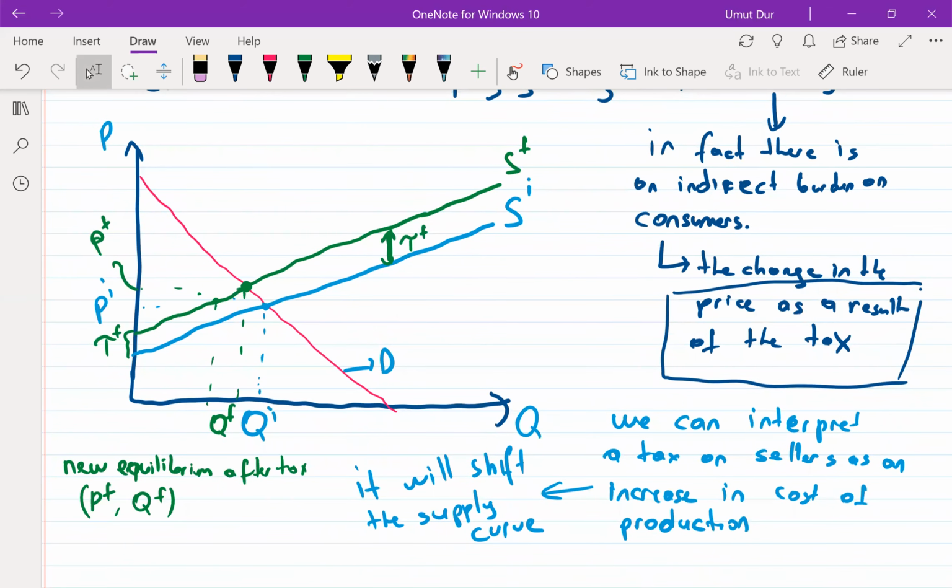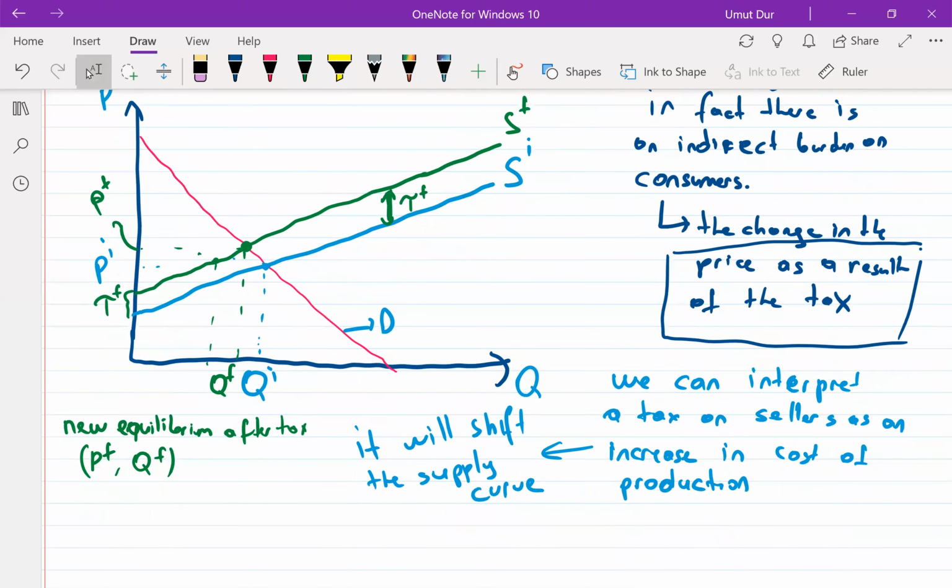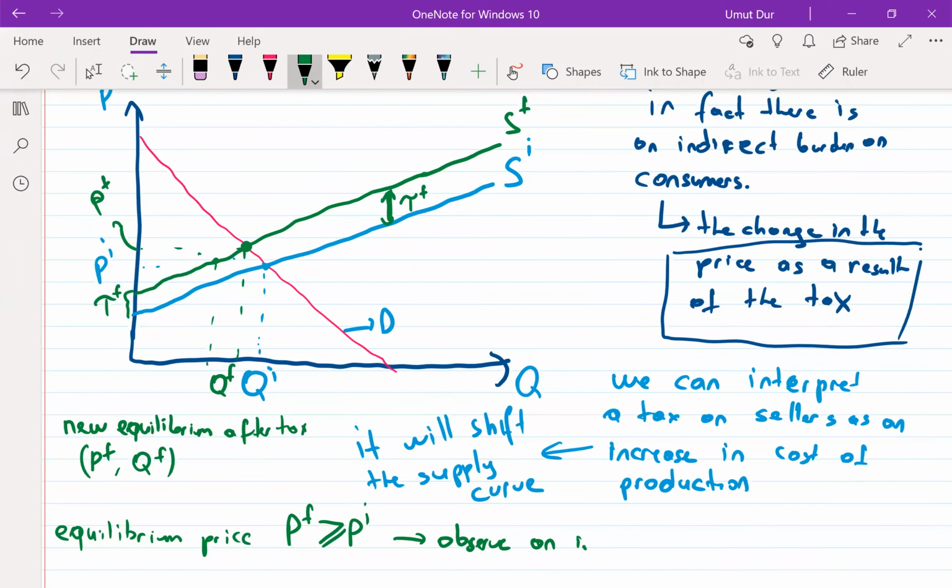So what happened to the price? The equilibrium price. Do we observe an increase or decrease? An increase, yes. So apparently here PF is greater or equal to PI. Then we observe an increase in the equilibrium price.